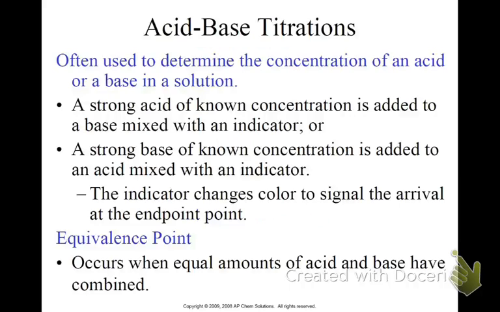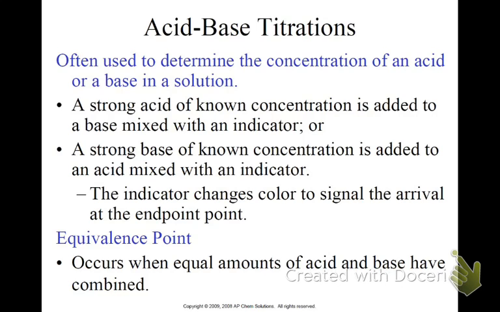Titrations are actually a quantitative lab problem, which means you're counting things, you're figuring out how much there is. So what you do is you have an unknown acid or base, and then you add a known acid or base to it in order to figure out what the pH is, what the H plus concentration is. And you do this by adding until you get to the equivalence point. The equivalence point is the point when you have equal amounts of acid and base.